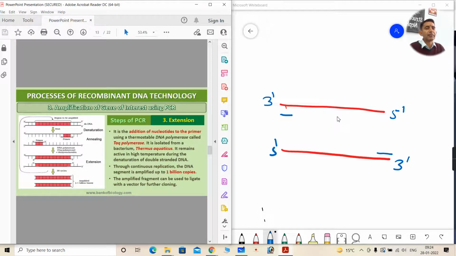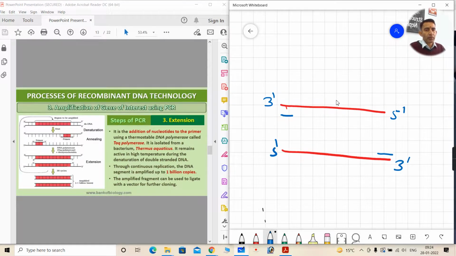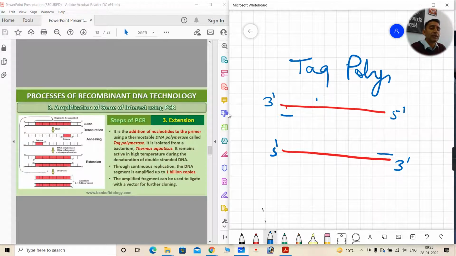Next one, extension. This is the main process. So what are we adding here? One thing, we are adding oligonucleotides and one specific enzyme, that is Taq polymerase. This is a very important question. CBSE every year, the language is different, but the questions will be the same. Taq polymerase. Taq means must.